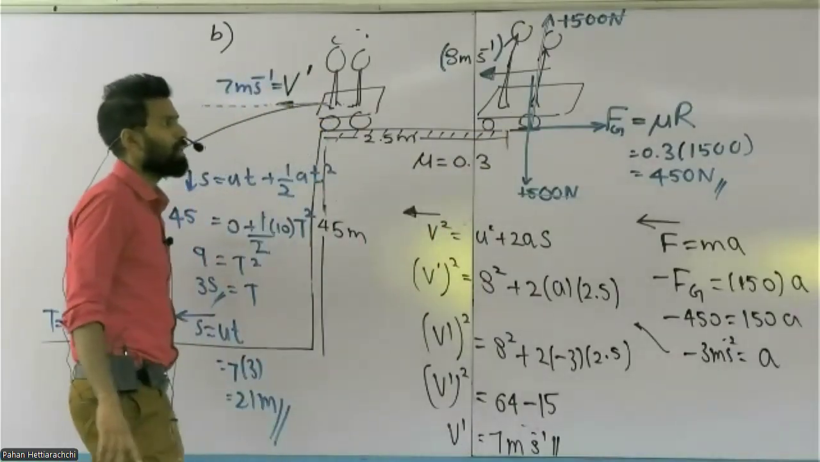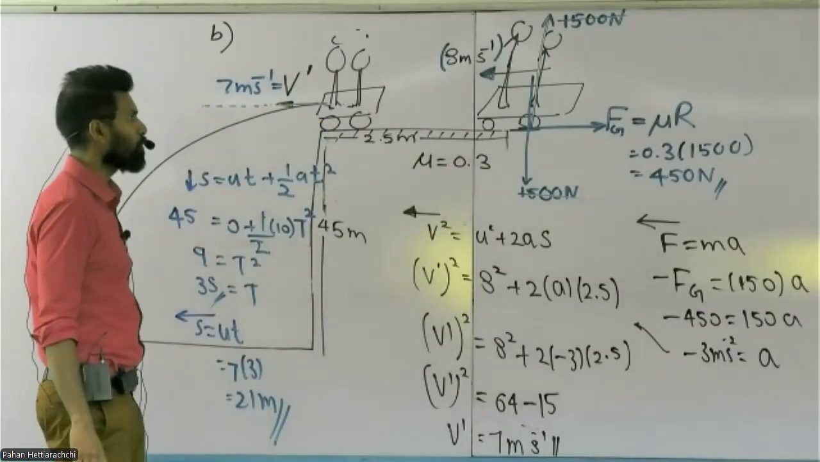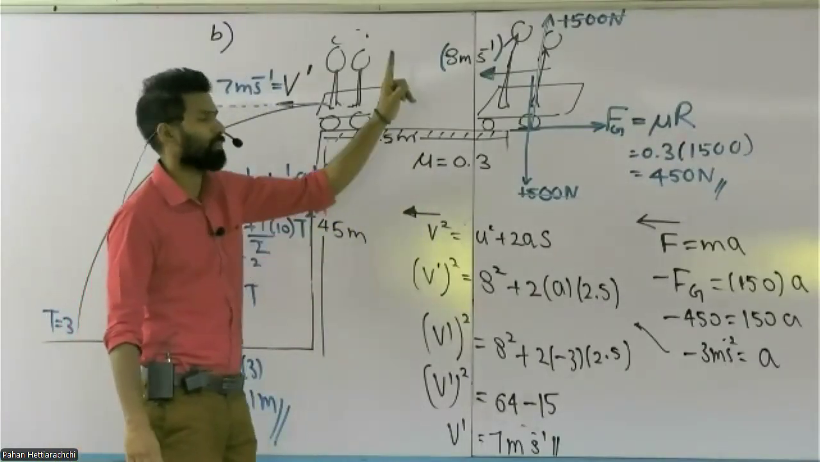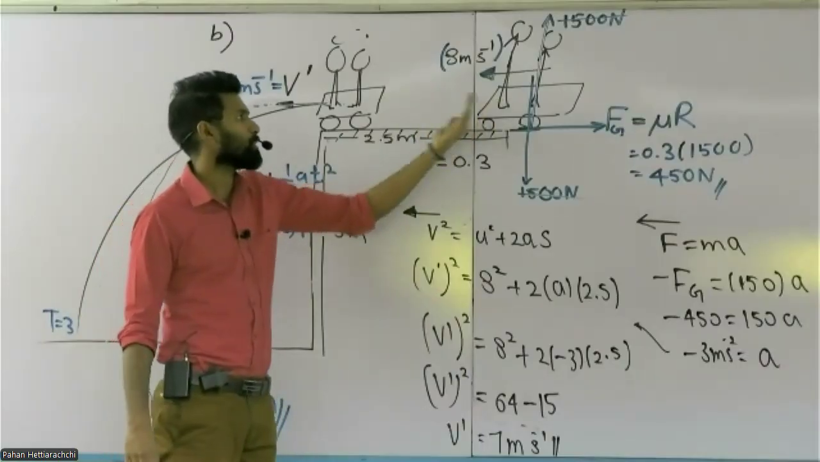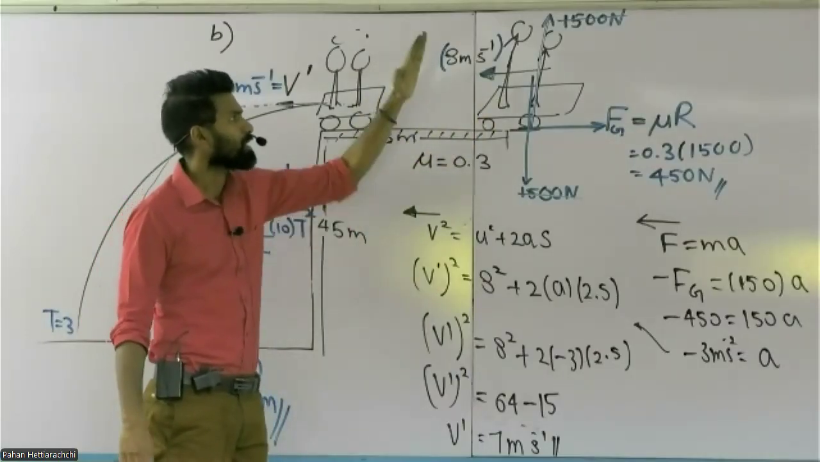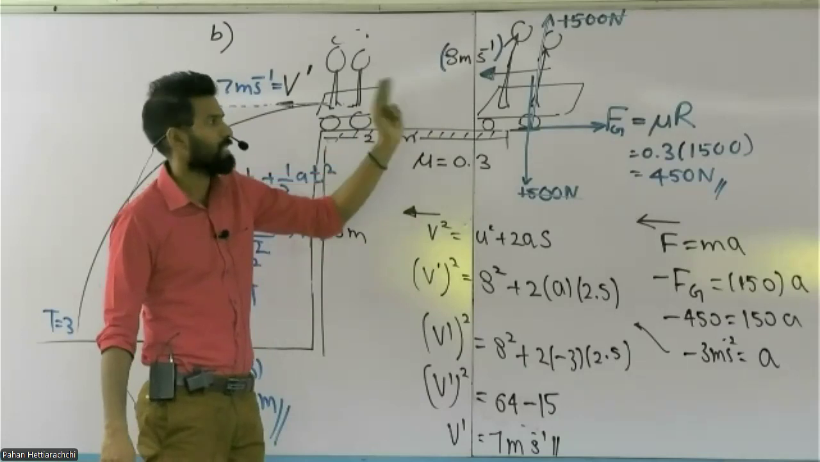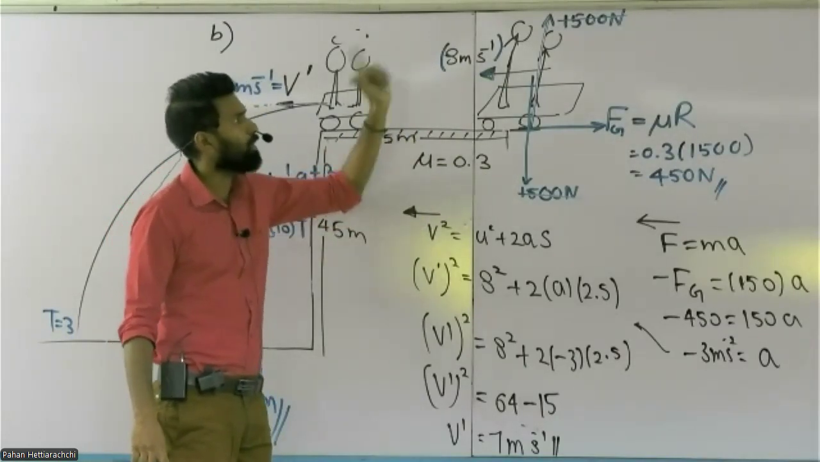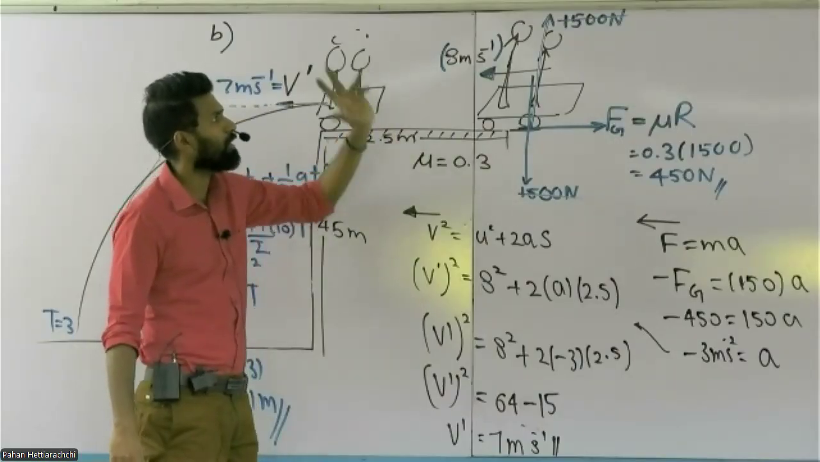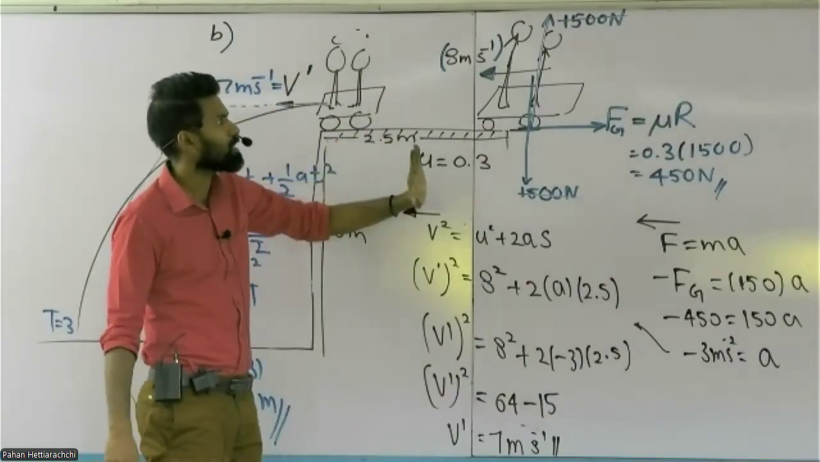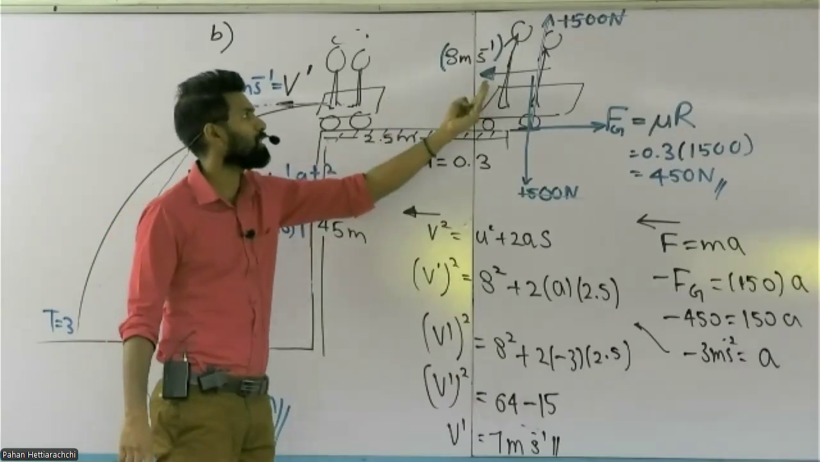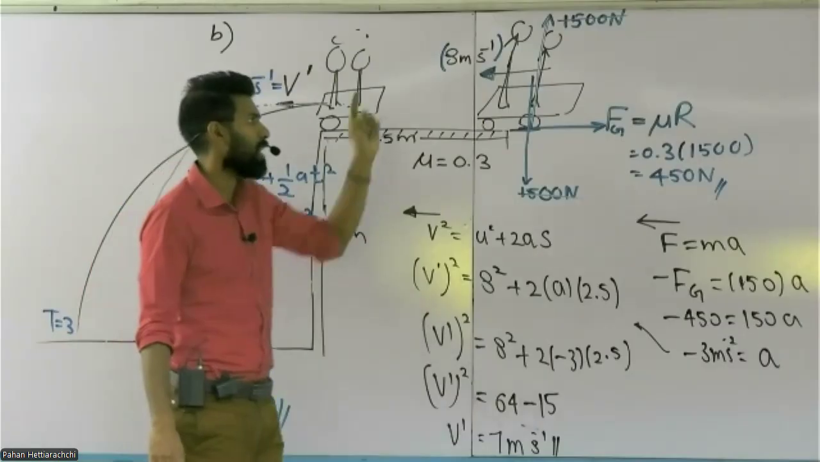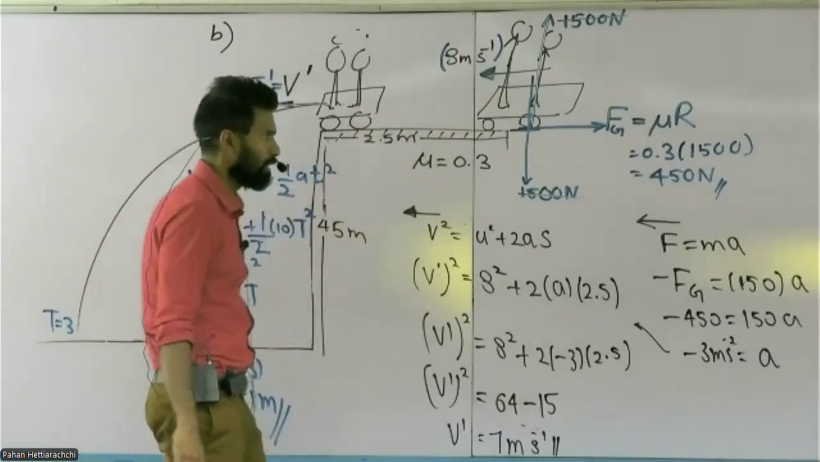Friction is calculated by mu R in a situation like this. Mu is 0.3, what is R? R is the normal reaction on the object. The object is moving horizontally, so there are no resulting vertical forces. As the total weight is 1,500, the upward force should also become 1,500, cancelling the vertical forces, leaving the object in horizontal motion. So R will also become 1,500, where mu R becomes 450.